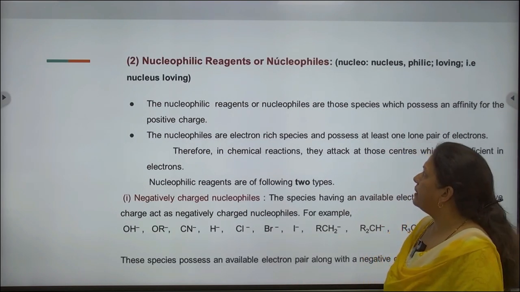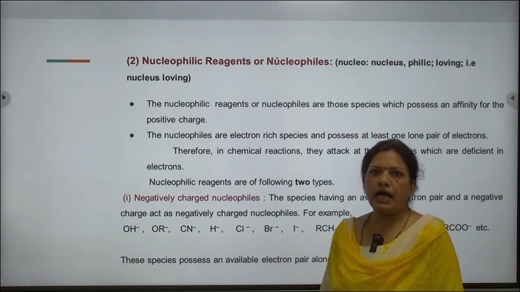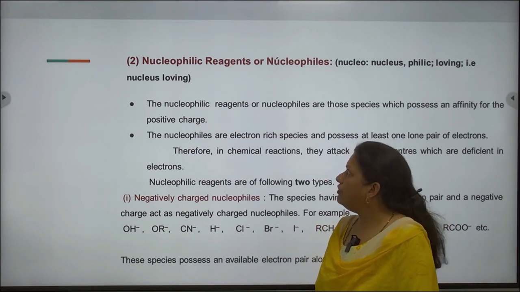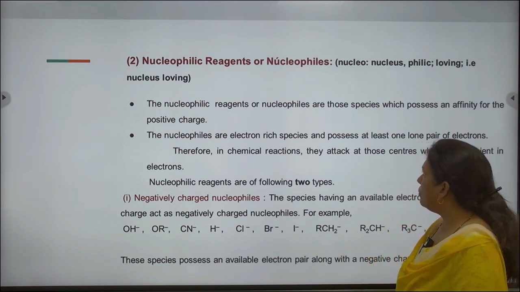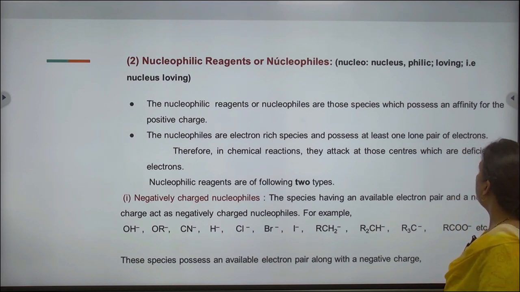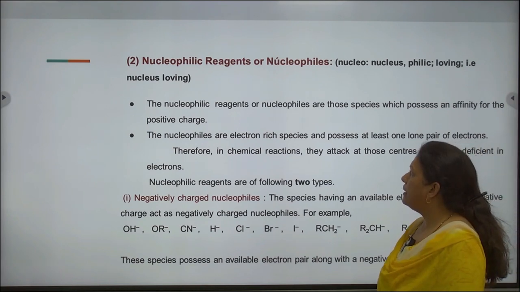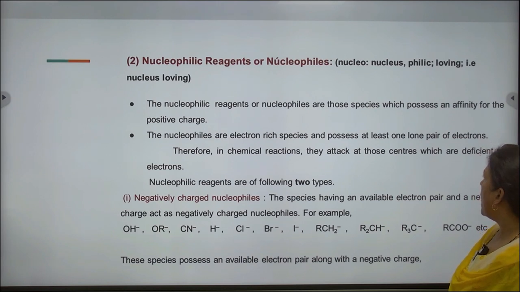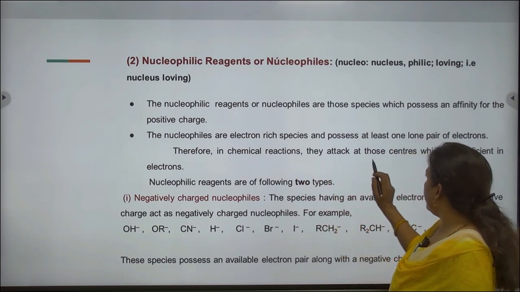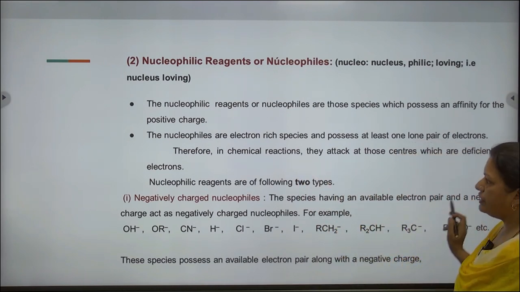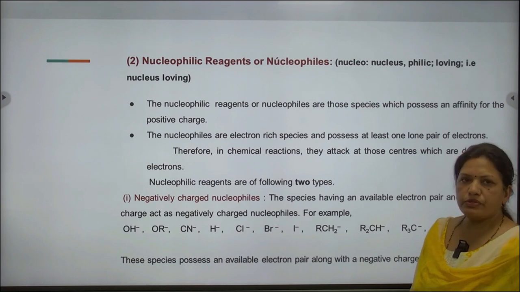Next, nucleophilic reagents or nucleophiles. Nucleo means nucleus and philic means loving, so nucleophilic means nucleus loving. The nucleophilic reagents or nucleophiles are those species which possess an affinity for the positive charge. The nucleophiles are electron-rich species and possess at least one lone pair of electrons. Therefore, in chemical reactions, they attack at those centers which are deficient in electrons. Nucleophilic reagents are of two types.